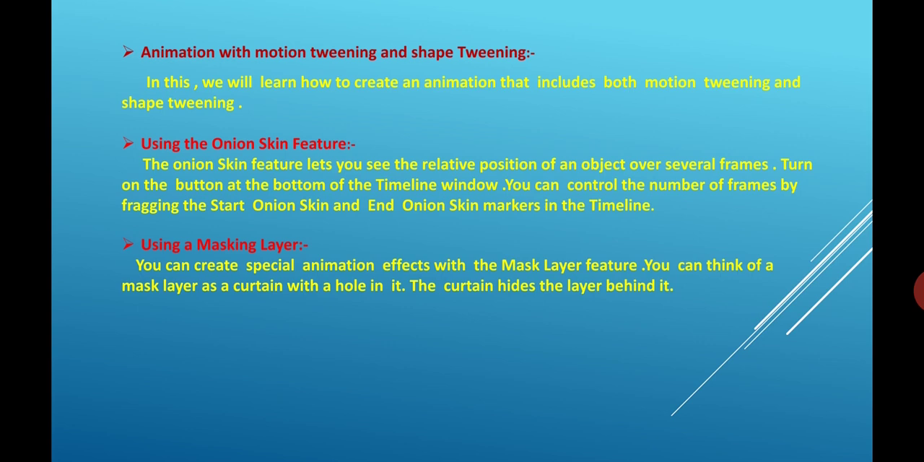In Flash, you put a mask on one layer and the content that is masked is in a layer below it. You can also think of the mask layer as a curtain with a hole in it. The curtain hides the layer behind it except for the little bit you see through the hole.